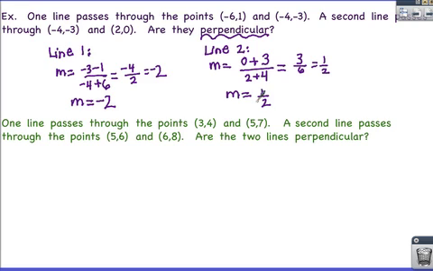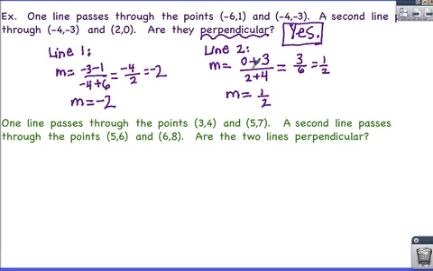Now when you compare the two slopes, they are opposite reciprocals, because one is positive and one is negative, and they are reciprocals of each other when you flip the fraction upside down. Therefore, these lines are perpendicular. You try number 2 on your own, so pause the movie and resume when you're ready.